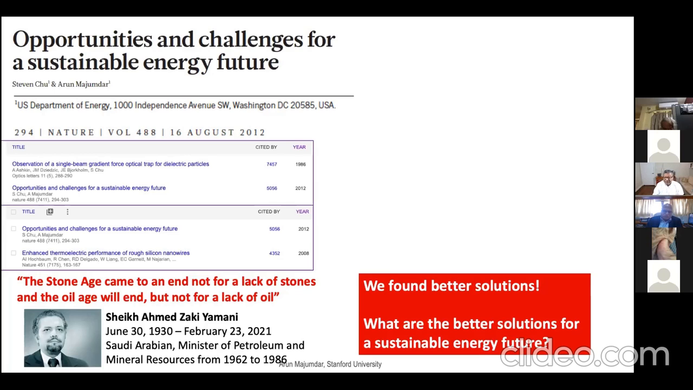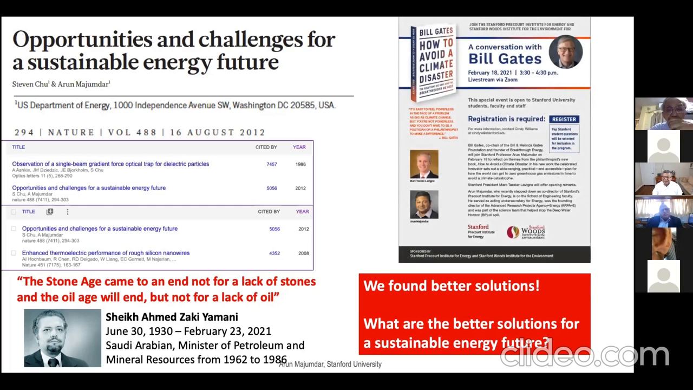So we have to find better solutions, just like we got out of the Stone Age, for a sustainable energy future. And in this paper, we laid out some of the options. A more recent book is by Bill Gates that has just come out, February 16th. I actually interviewed him last week at Stanford.